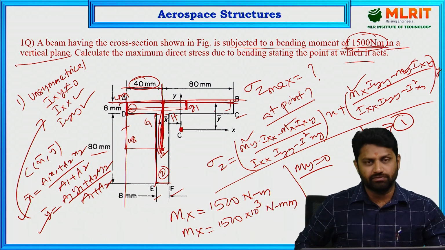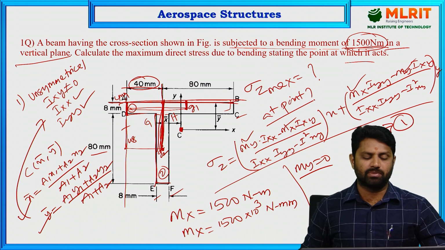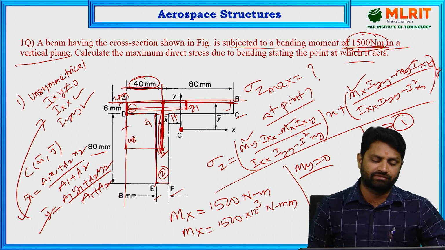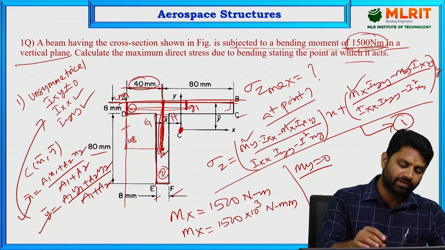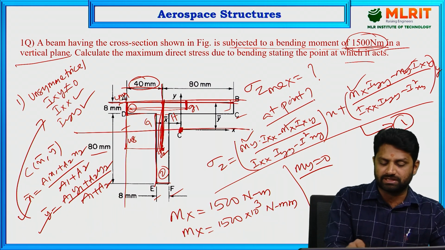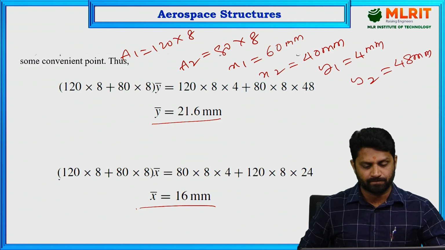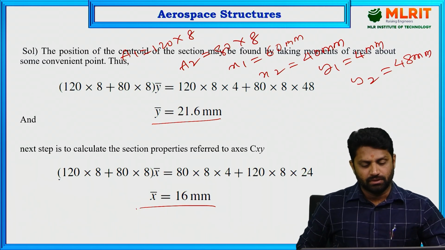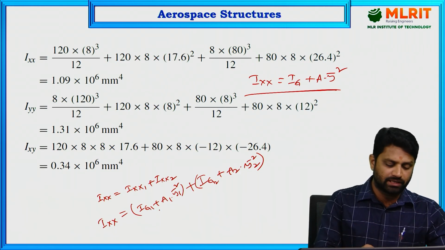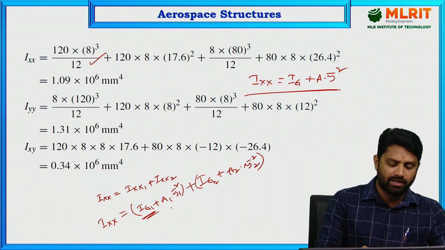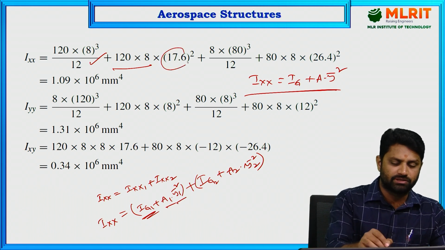So Ig1 is the moment of inertia about its own centroid. By applying A into y bar square, you are shifting the moment of inertia to the centroid of the figure. So you are going to get the moment of inertia about this axis. Okay. So if you look at this one, Ig1 is nothing but 120 into 8 cube by 12, plus area 120 into 8 into y1 bar square, that is 17.6 as y1 bar.